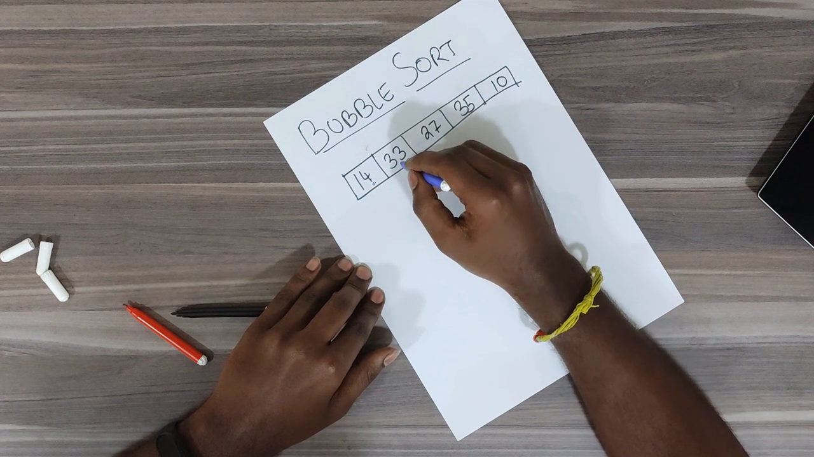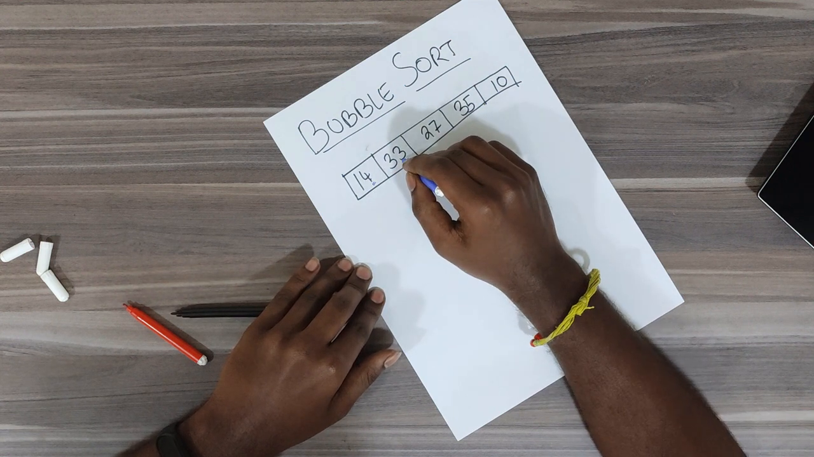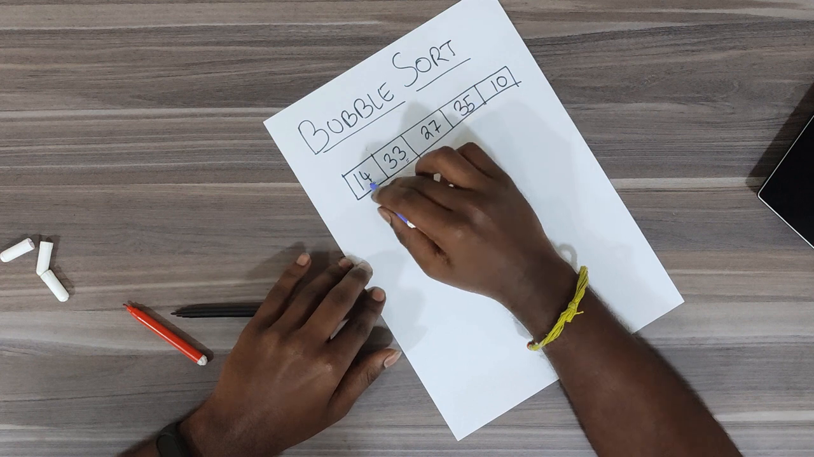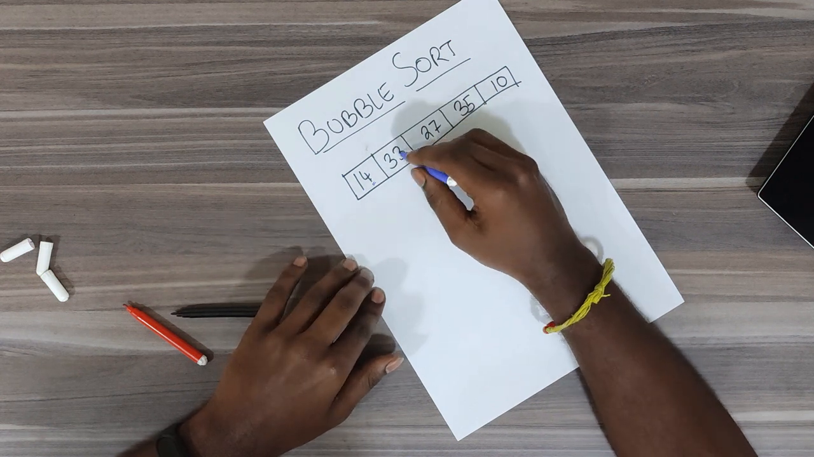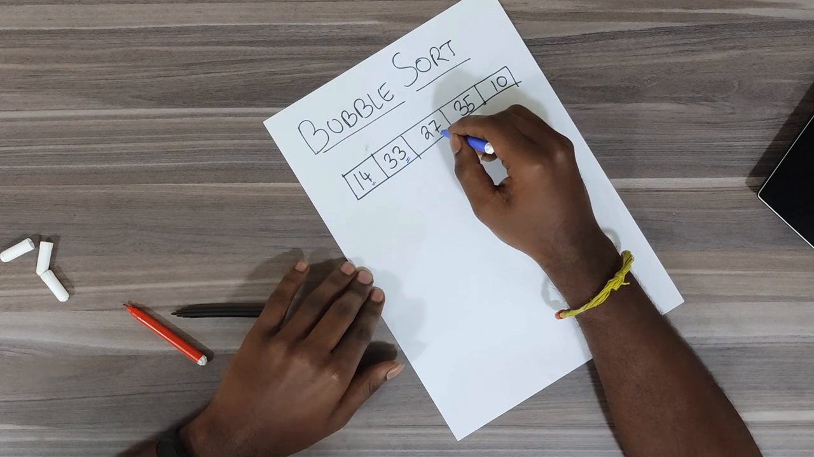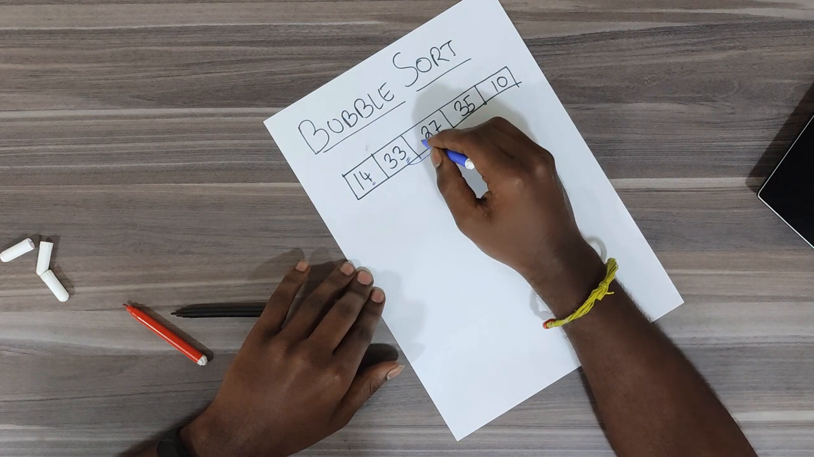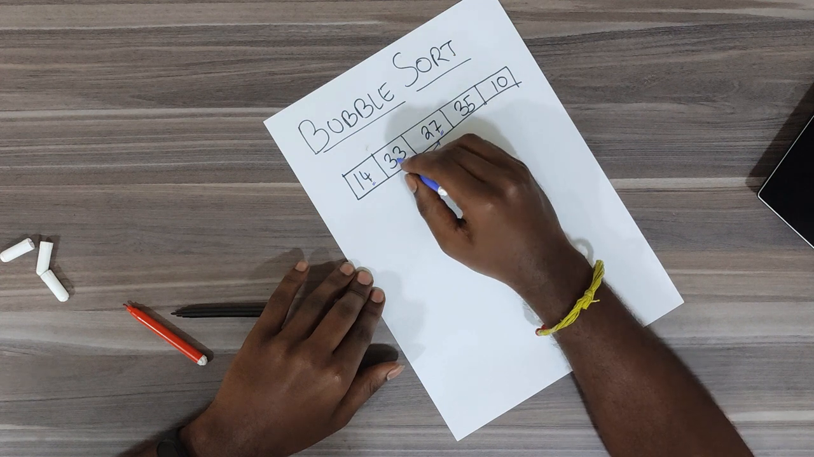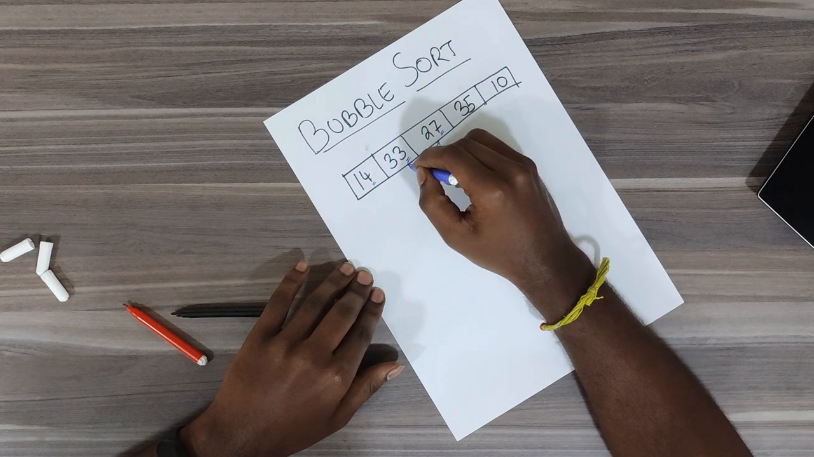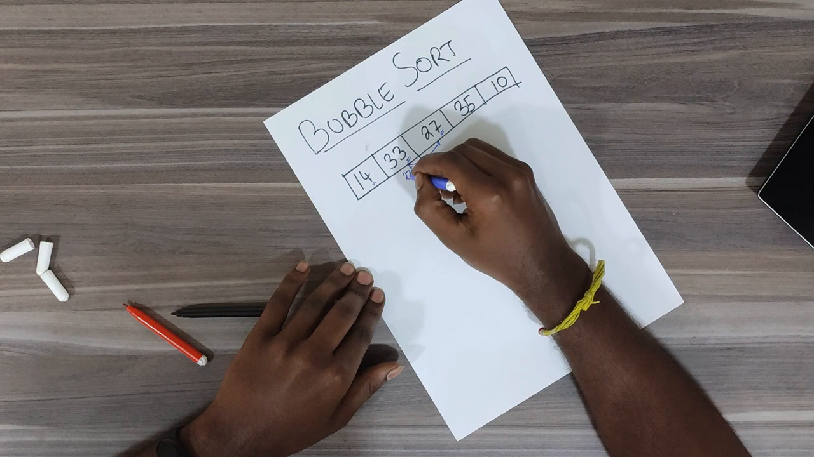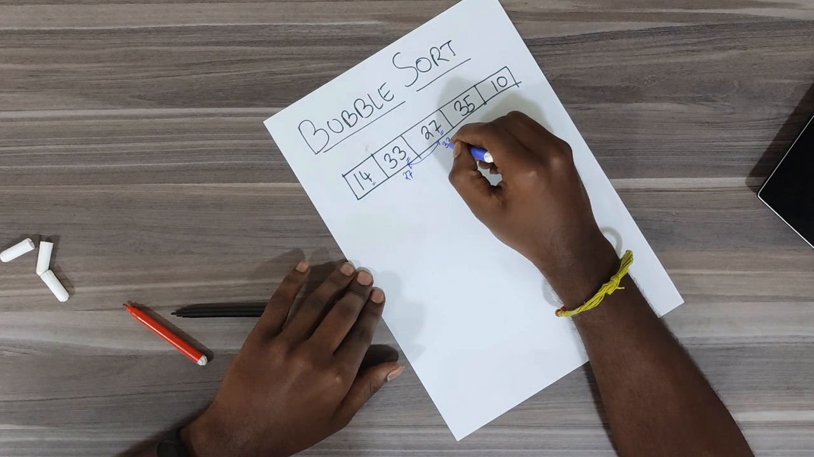If the largest element is towards the right, we won't swap it. So these two will be staying like that only. Now again we'll compare these two adjacent elements. On comparing these two adjacent elements, the largest element is towards the left. So what will happen? Swap occurs. So 27 comes here and 33 goes here.